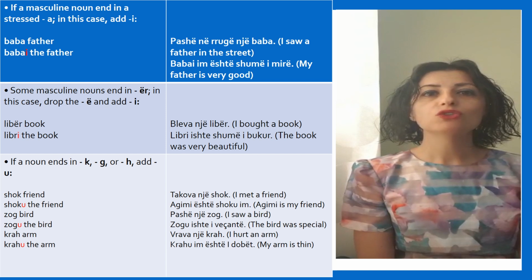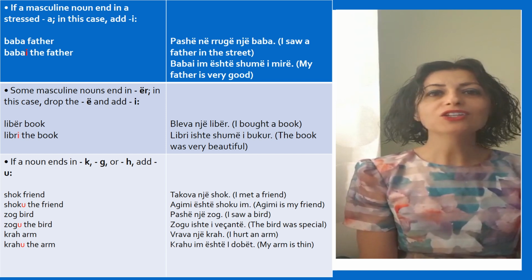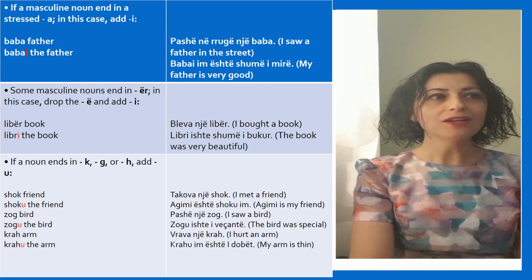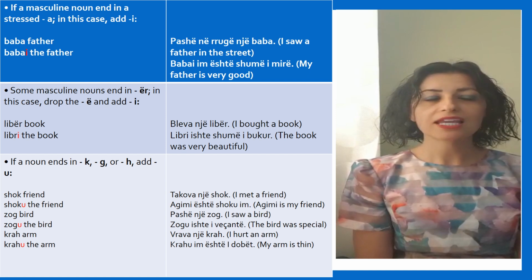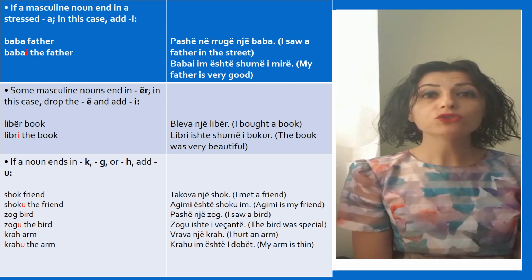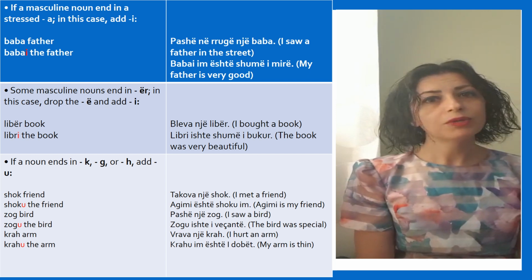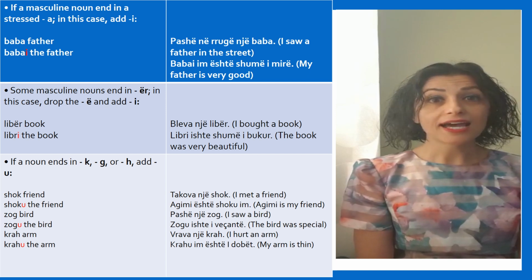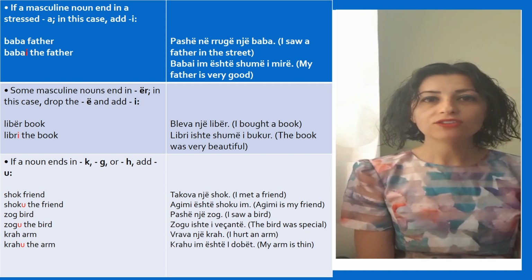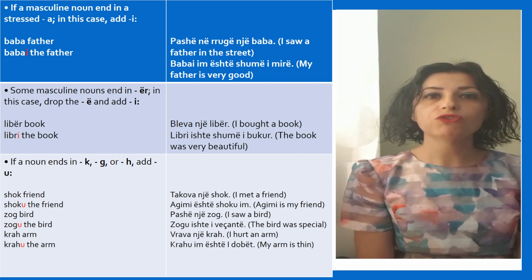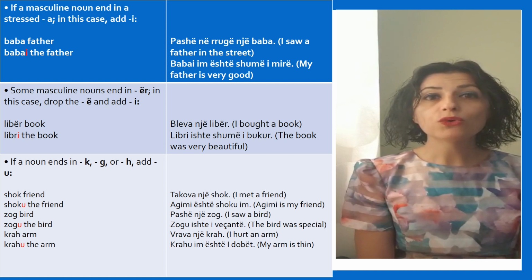Alright, so these were the five rules that we have for the masculine nouns to form the definite form of the masculine nouns in singular. Now, let's see them again. The first rule was if the noun ends in a consonant, you have to add i to make the definite form. And we saw the example, gjysh becomes gjyshi. The second rule was when the noun ends in a, then this a will be replaced with i in the definite form. And the example was burra, man or husband, will become burri, the man, the husband.